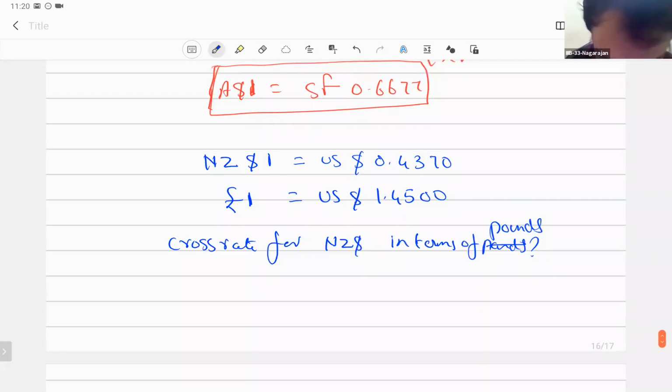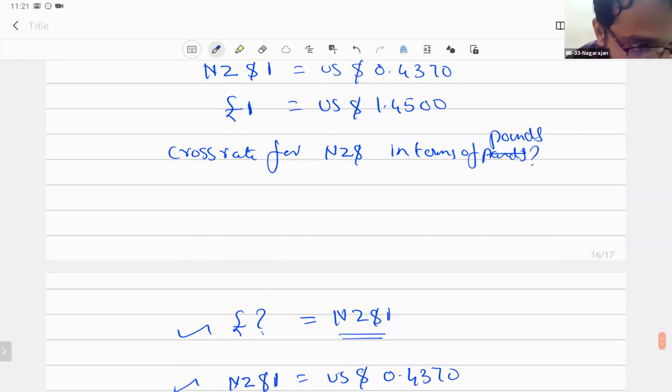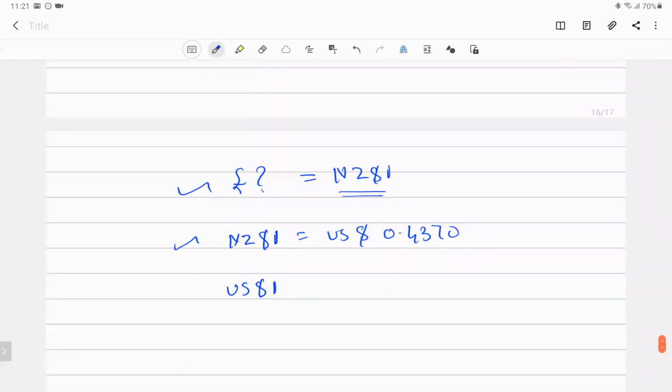Sir, should we express 1 New Zealand dollar in terms of pounds, sir? No, not given. Yes, sir, see, then here is it 0.3? Yes, sir. Yes, tell me, 0.3013.